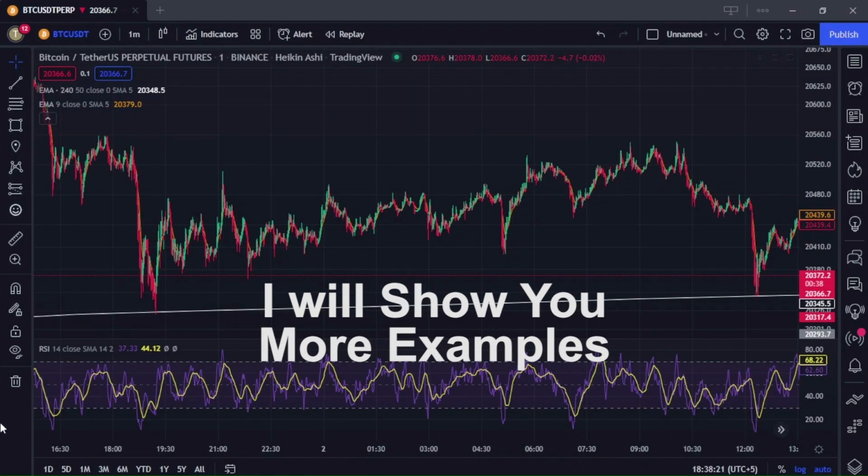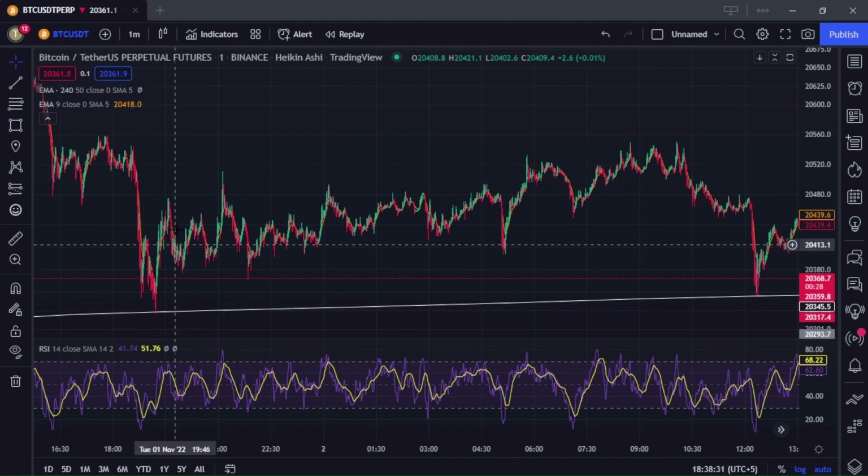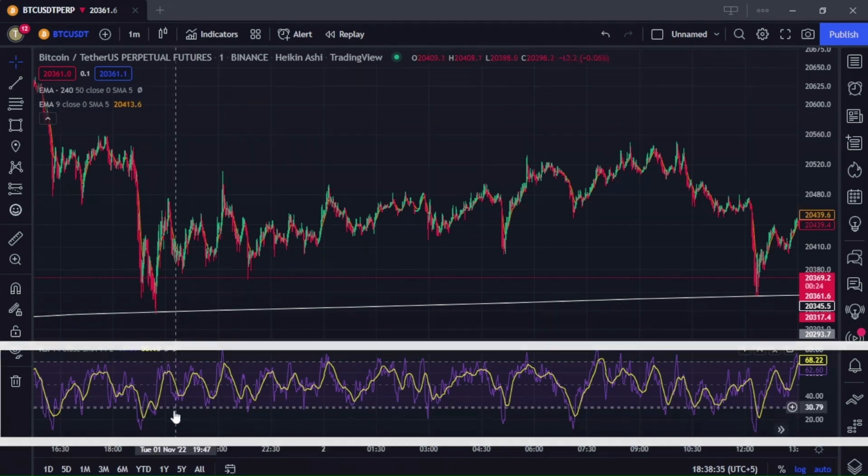I'll show you some more examples of the strategy. We'll pick up the pace now. Before we open a position, we first want to know whether the price is moving in an uptrend or downtrend. Here on the chart we see the price moving in an uptrend, as the long-term EMA moves below.